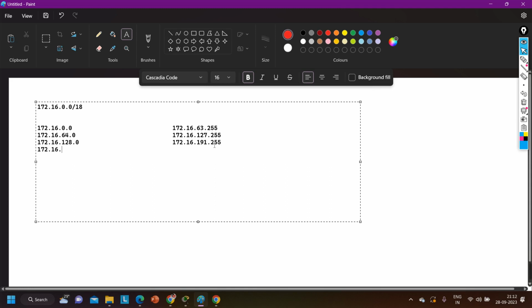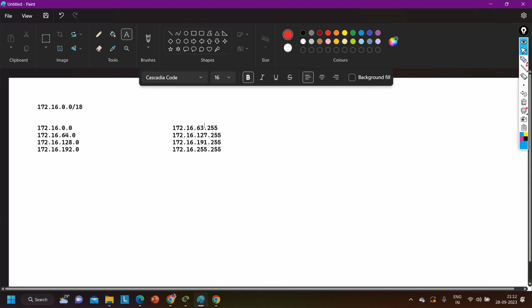Fourth network: 192.0. And the last IP address of this network is 255.255. Okay. Now if it is 172.16.0.0 slash 25, this time how many networks are there?